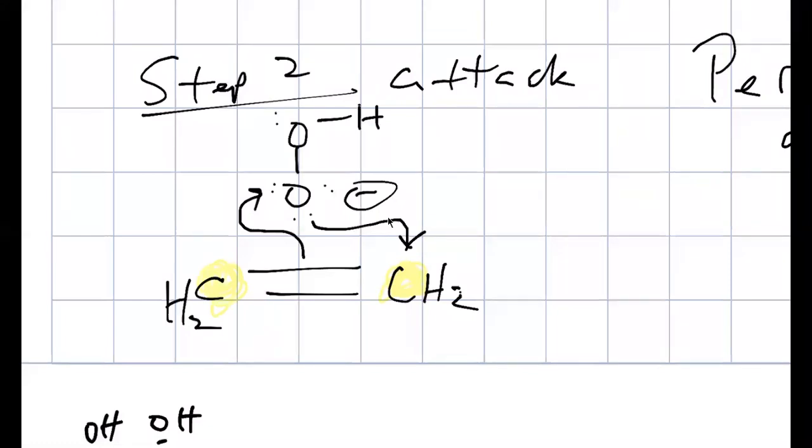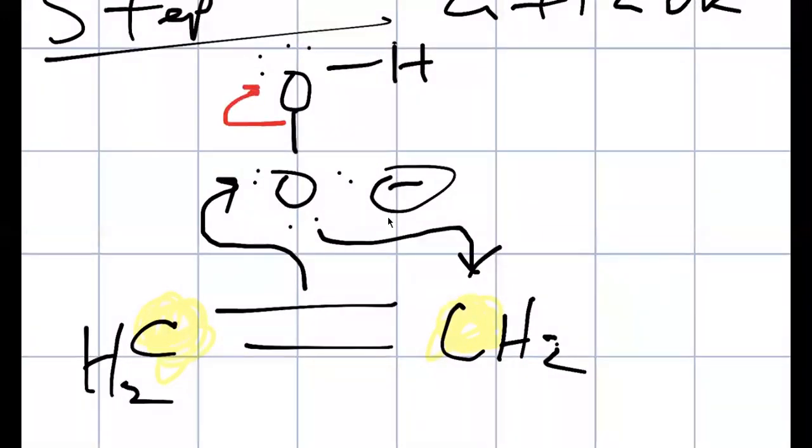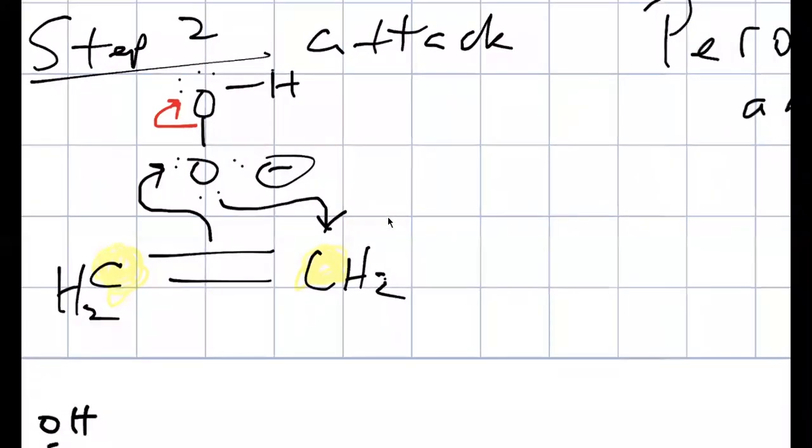What else do I need to do? There's one other thing that I'm missing. Can the OO bond stay like it is? Is there going to be a plus charge on the O? No, there's no plus charge. This is all concerted. That's a great question. If it was stepwise and it had an intermediate, then yes, you would put a plus charge on oxygen. But the fact that it's all concerted, all of these bond making and bond breaking processes are happening simultaneously. So I need to break the OO bond. Are you following? Y'all following that? Yes. Right, so once I break it, then I get my product.